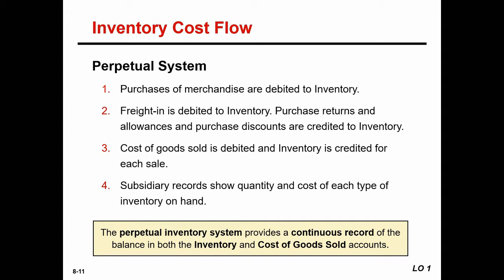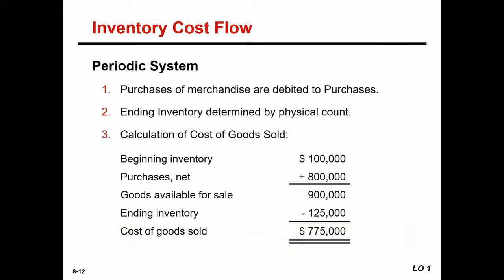So now this is the perpetual system. With regard to the periodic system, it only updates the amount or the account of inventory and cost of goods sold only at the end of the period. That's why we call it periodic system.